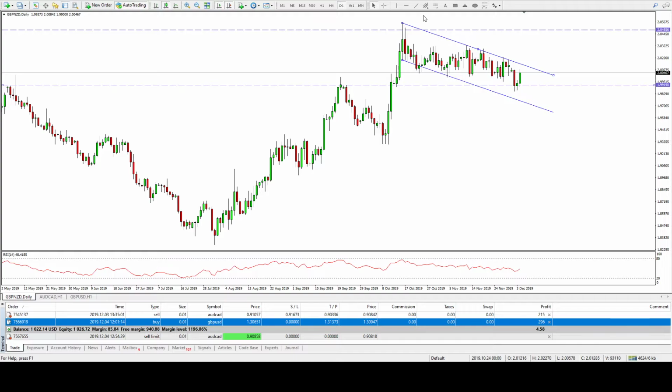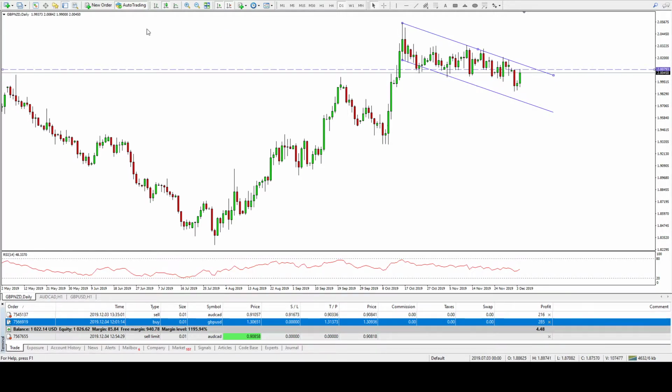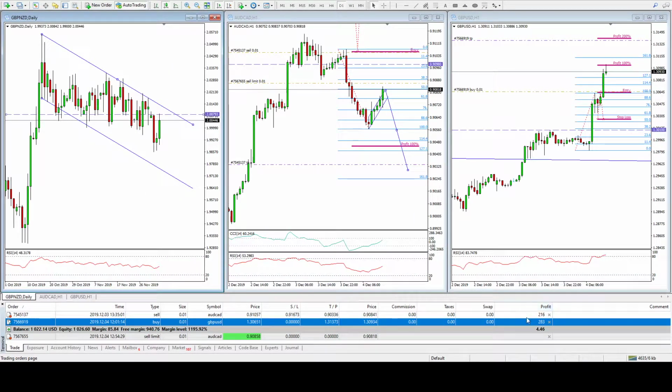Now, my other option also on this one is to enter a long if this pair passes this high, which we'll see. We'll see if I want to do that or not. Okay. Let's go back to our charts.